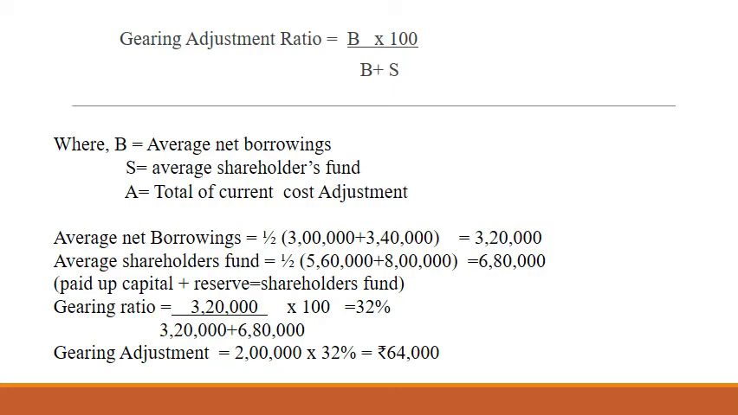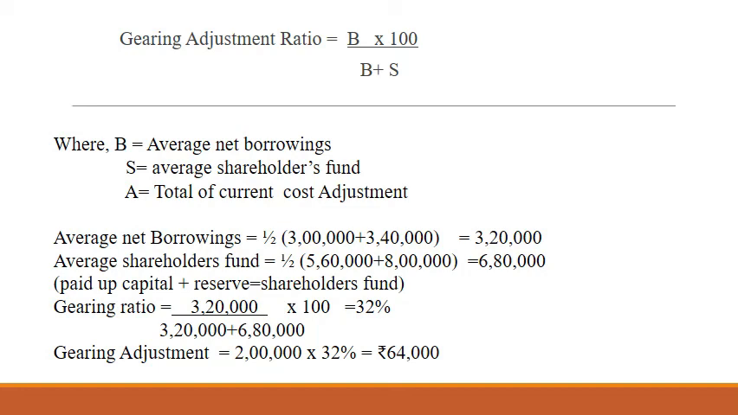And the average of shareholders' fund. We know shareholders' fund is equal to paid up capital plus all the reserves. Here we have only paid up capital and reserves. Therefore, it amounts to 5,60,000 at opening and 8 lakh at closing, and the average amounts to 6,80,000. The gearing ratio is 3,20,000 divided by 3,20,000 plus 6,80,000 into 100, which is 32%. And the gearing adjustment is 2 lakh into 32%.